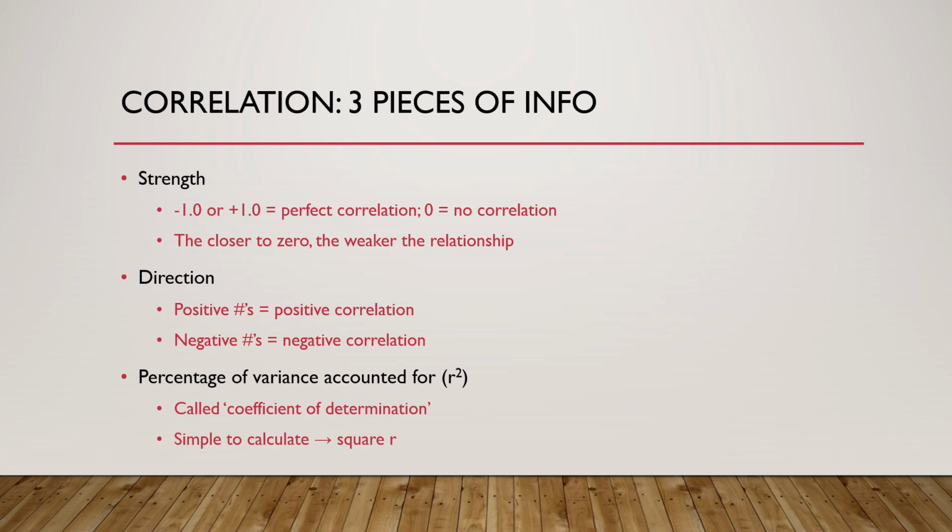There are three pieces of information that you will collect from every correlation analysis you do. Those are going to be the strength, direction, and the percentage of variance accounted for, that coefficient of determination. The strength, again, is from -1 to 1, which is a perfect correlation. Those are at the end, versus a 0 at the center, which is no correlation. And the closer a score is to 0, either from the negative end or the positive end, that means the relationship is weaker. There is less of that relationship. A 0 is no relationship at all.